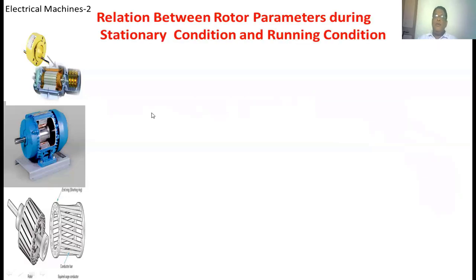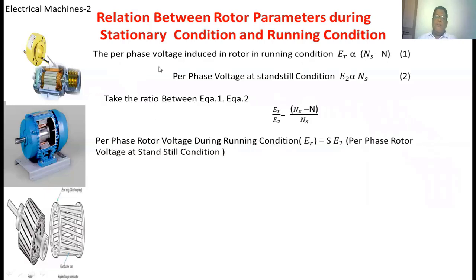Now we are going to find out the relation between the rotor parameters during the stationary condition, that is the standstill condition, and the running condition. The per phase voltage induced in running condition, ER, is directly proportional to Ns minus N, which we take as equation 1. The per phase voltage induced in a rotor at standstill condition, E2, is directly proportional to Ns. Now take the ratio between equation 1 and 2: ER by E2 equals Ns minus N by Ns. This is nothing but the slip of the induction motor.